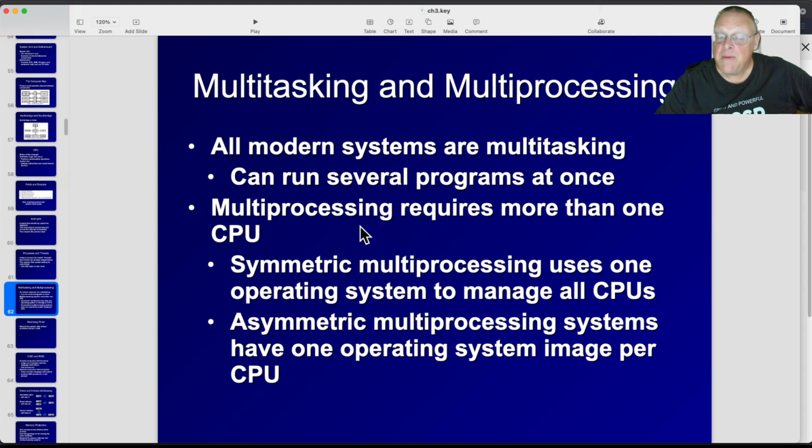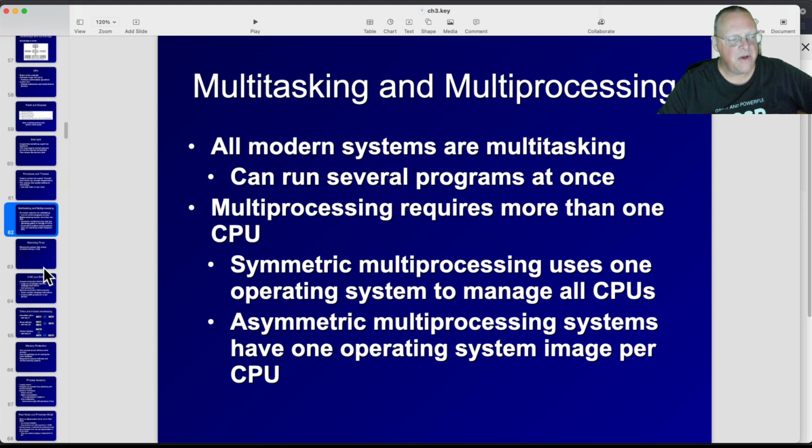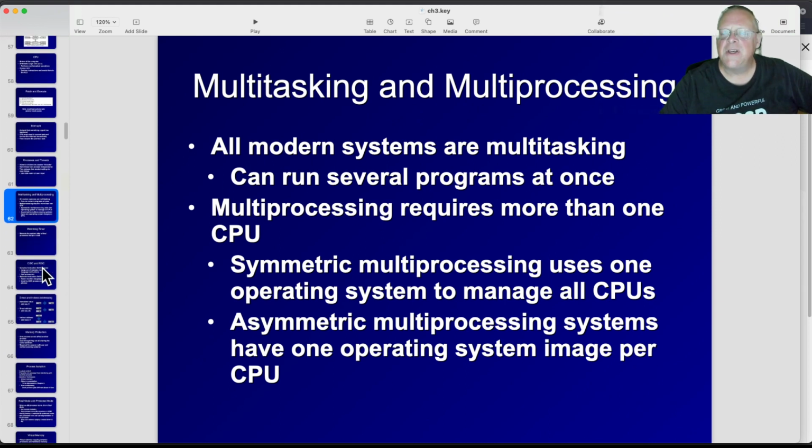Now, you can do multiprocessing, where you have one task being done by multiple processors, and then you've got symmetric multiprocessing or asymmetric multiprocessing, depending on whether the individual processors are cooperating very closely or less closely. But anyway, that's what happens if you have multiprocessor CPUs, which most of us actually have these days.